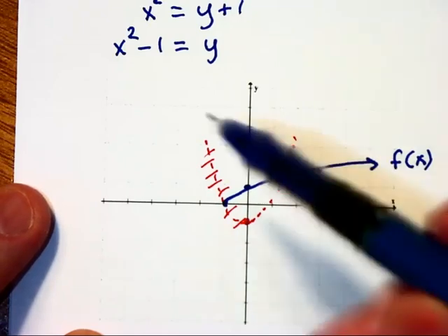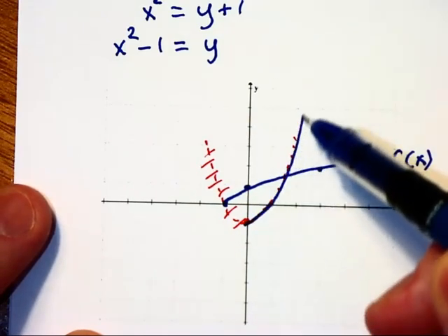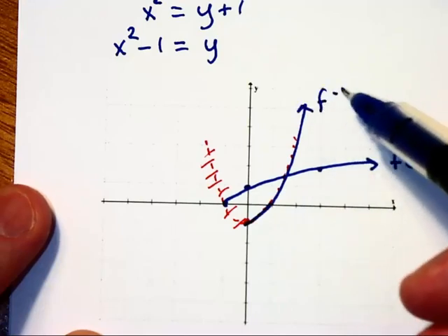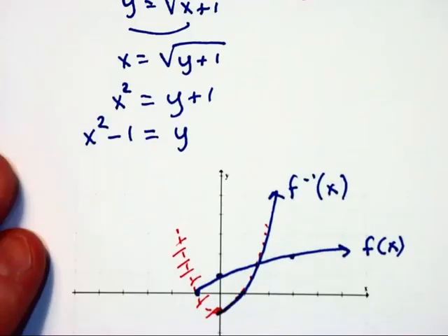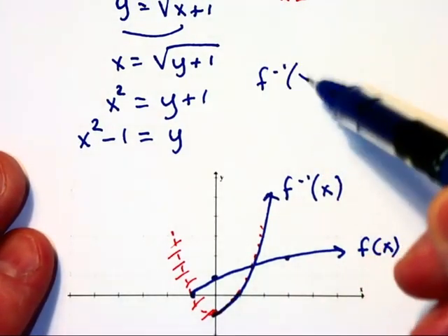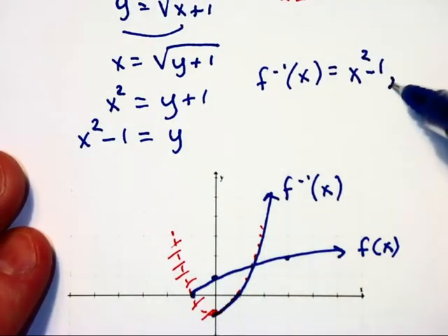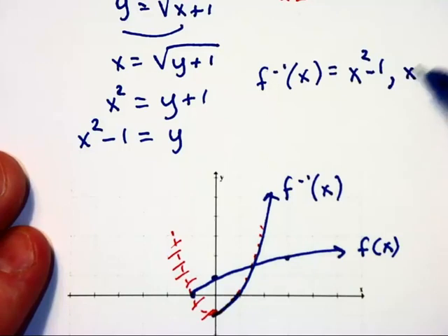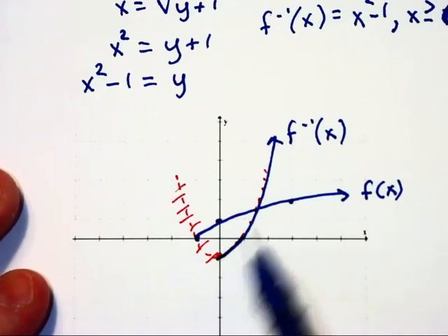And so in order to find the inverse, which is going to look like this right here, f inverse of x, we actually have to restrict the equation. And so what we say for this problem is f inverse of x is equal to x squared minus 1, where x is greater than or equal to -1. It tells us we're only looking at the right-hand side of this graph.